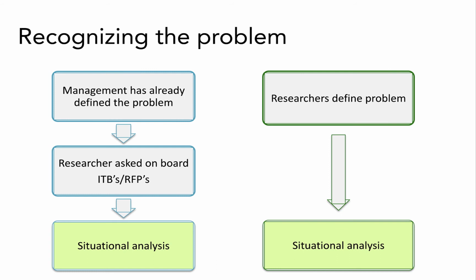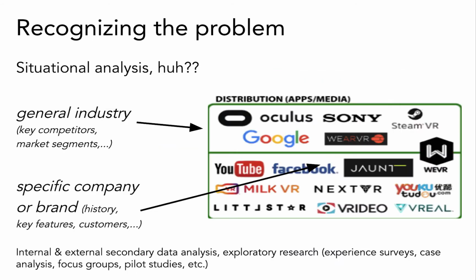On the right side, situation B, you have researchers internally within the company already defining the problem and moving straight on to situational analysis. Now, what is a situational analysis really? It's basically background studies that are conducted both on the general industry as well as on the specific company or brand they are trying to consult.